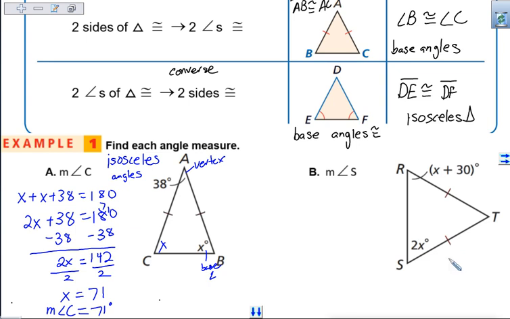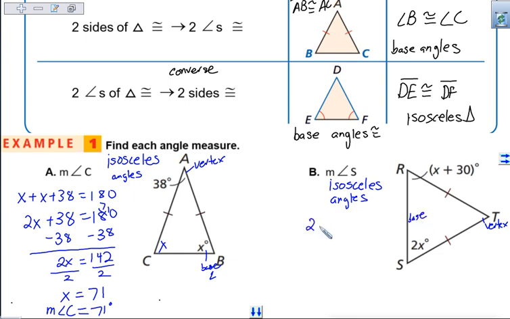On our next triangle, we have two sides marked as congruent. That means that this is an isosceles triangle, and we have things with degree measures. So we are looking at angles. And angle T is our vertex angle. That makes these two angles base angles. And we know base angles are congruent.